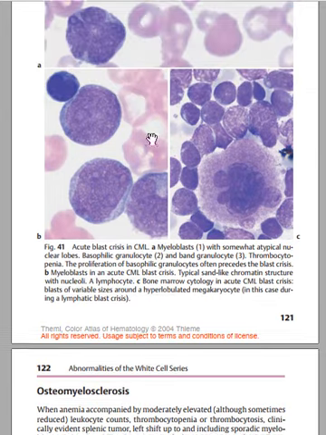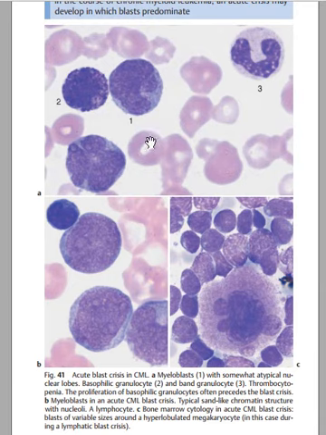You can see the first diagram, A, will show you one. This is a myeloblast with somewhat atypical lobes. Normally a myeloblast should not have lobes, but this one has lobes. You have a basophilic granulocyte inside the bone marrow. These all precede blast crisis.